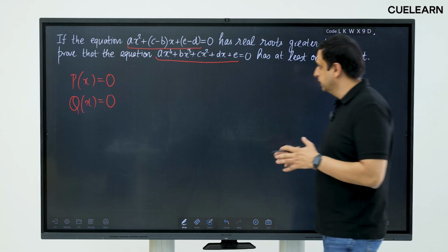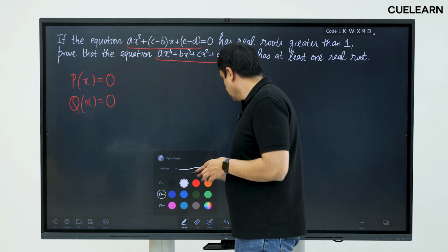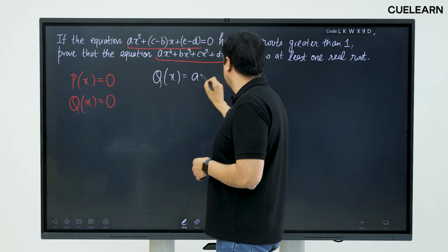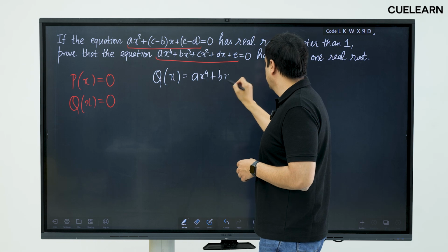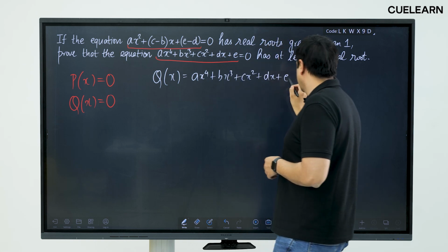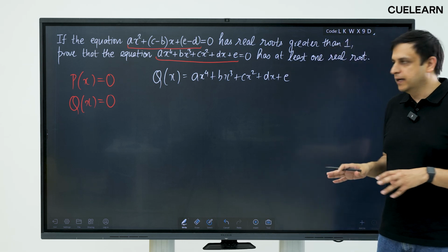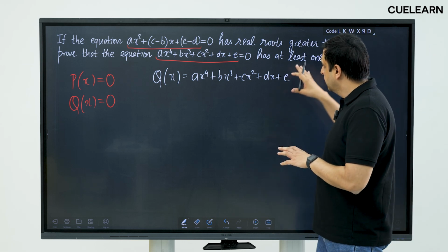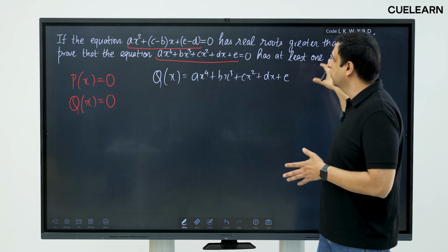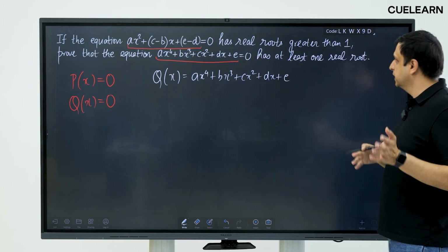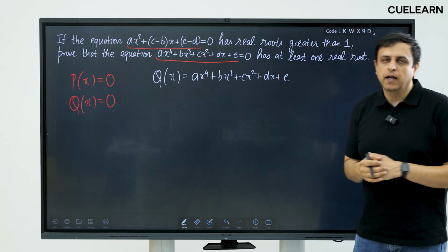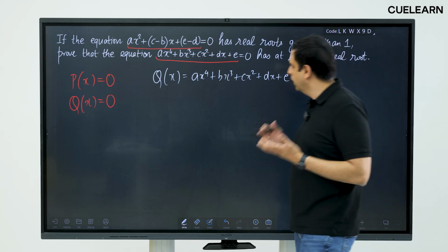Alright. So, how do we go about this? Well, I take the polynomial q of x, which is ax to the 4 plus bx cube plus cx square plus dx plus e. What I am going to try and do here is somehow express this expression in terms of p of x, because I know something about p of x. I know that p of x has real zeros greater than 1. So, somehow I am going to express q of x in terms of p of x and see where that gets me. So, how do I do that?